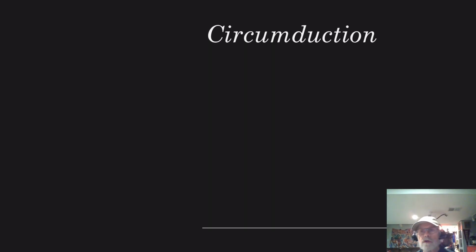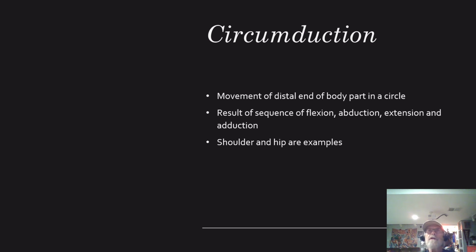Okay, circumduction. Circumduction is basically a combination of a lot of motions where we take a joint and move it in a circular manner. The body part is moved in a circular or arc-like motion. Okay, this is a result of a combination of a lot of things. It's a combination of flexion, abduction, extension, adduction all together. And hip and shoulder are common examples of where we see circumduction.